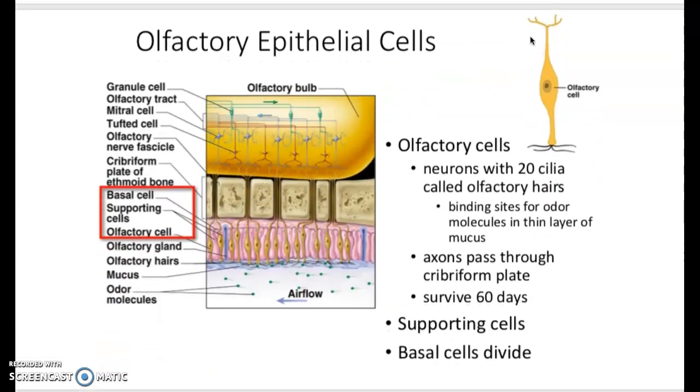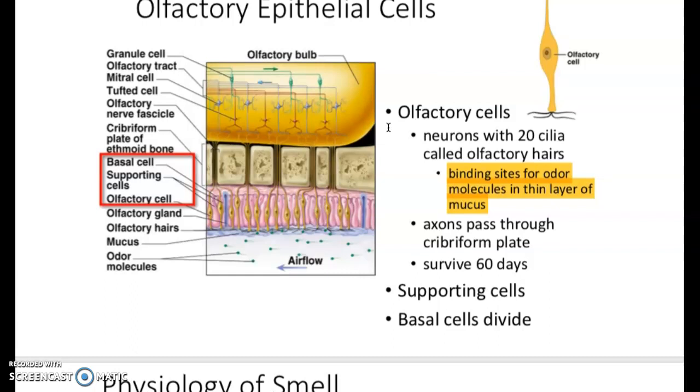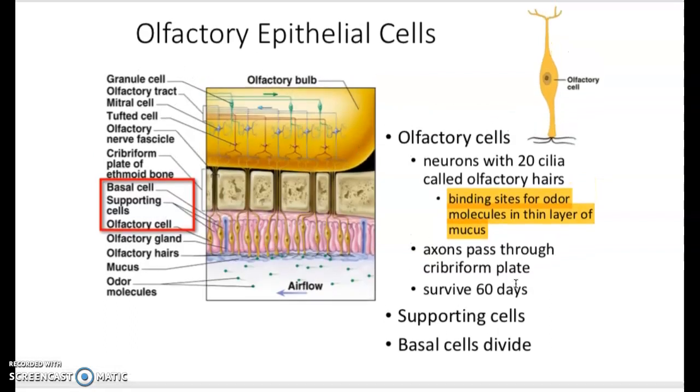So this is an olfactory cell. You can see them here. And then this is your ethmoid bone. This is the cribriform plate, and this is the olfactory bulb up here. So these little cells down here have little hairs that bind to odors, and then that will signal into the olfactory bulb, and that will go to the brain. The cells only last about 60 days, which is crazy.